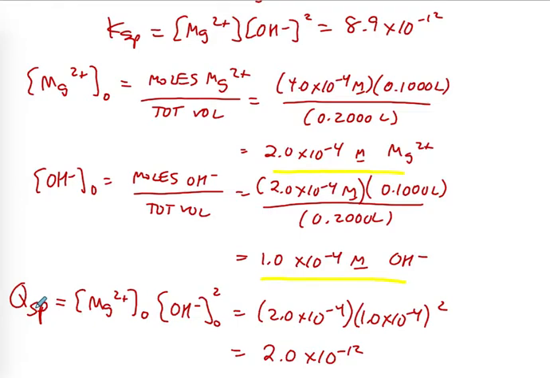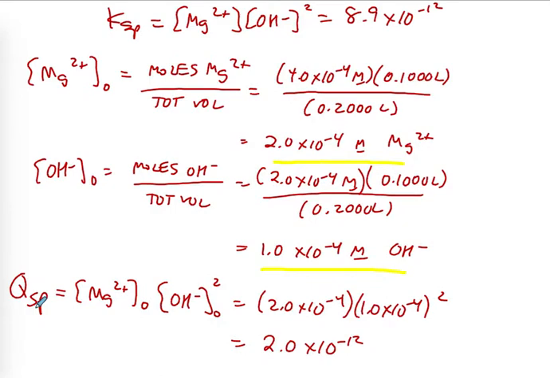So let's take this value of Q that we just calculated and compare it to Ksp. Q is 2.0 times 10 to the negative 12. Ksp is 8.9 times 10 to the negative 12. So Q in this case is less than Ksp.